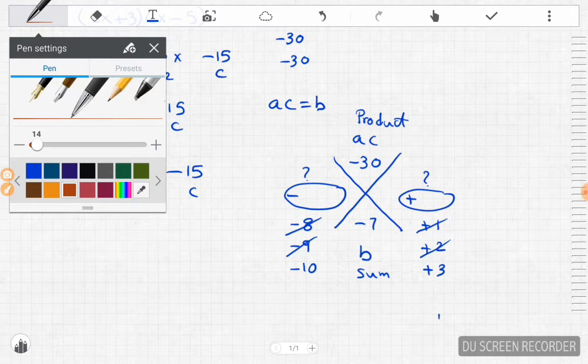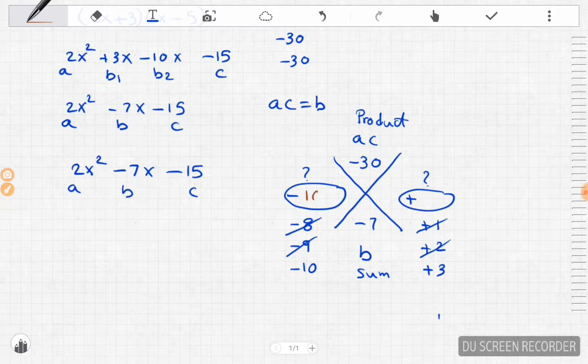Do you all agree now? I hope that makes sense. So they're going to be negative 10 and positive 3. These are the two numbers I'm going to break down. So I'm going to take the negative 7x and break it down into negative 10x plus 3x. I want to make sure that you understand, if you combine negative 10x and plus 3x, they're still equivalent to negative 7x. So I'm not changing the value. I'm just breaking it down so I can go back again and have 4 different terms.